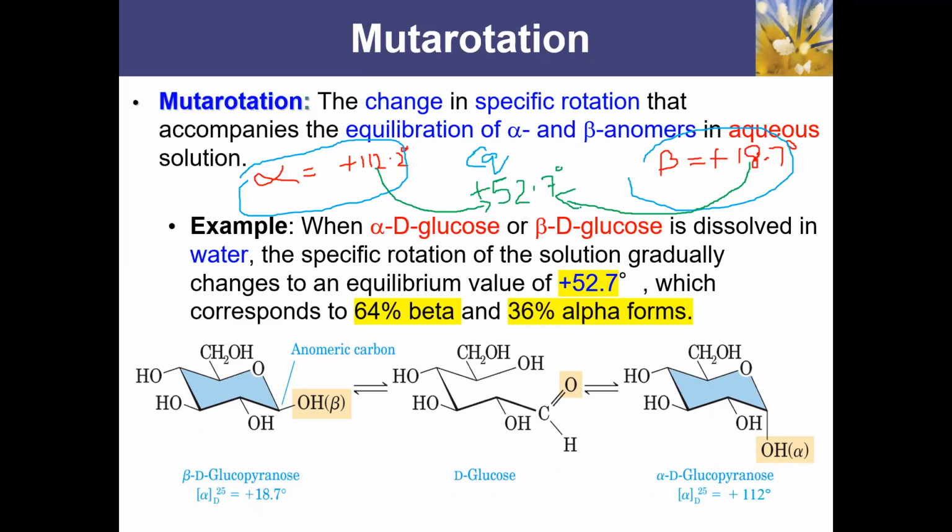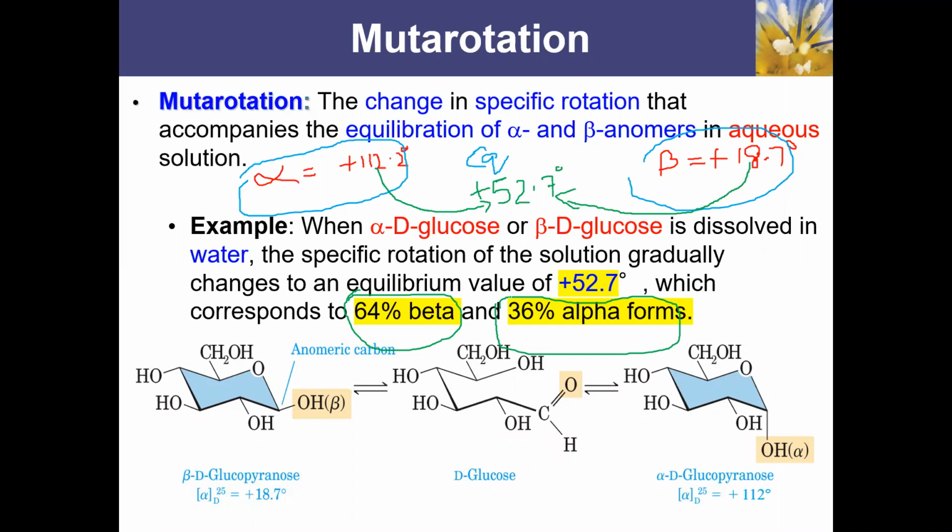I'm still not understanding what exactly is happening. But then we calculated how much alpha and beta we have in this solution. These are all calculated values, guys. In the solution we found that I have 64% of beta and only 36% of alpha. What is happening?